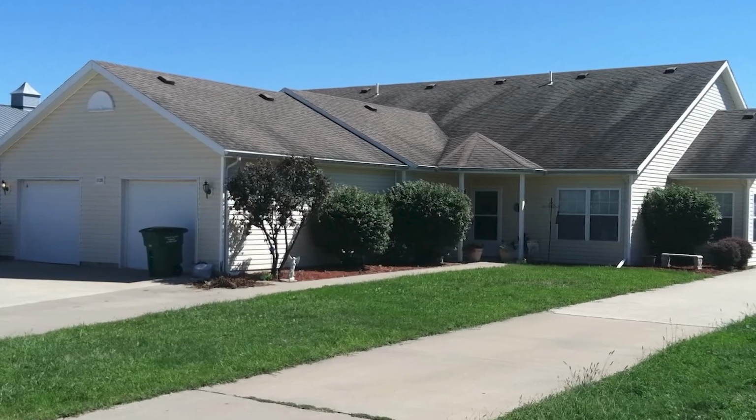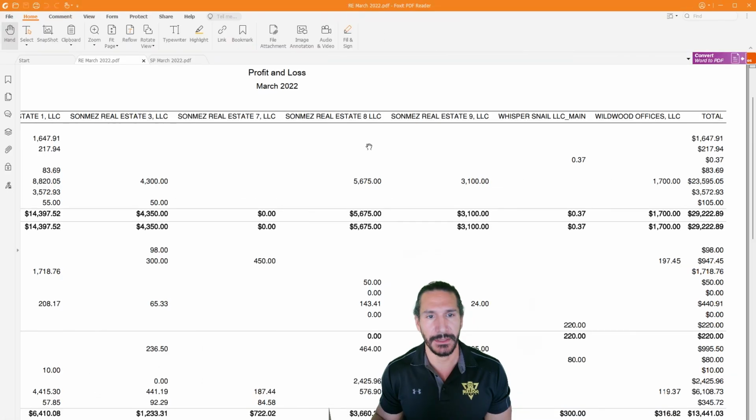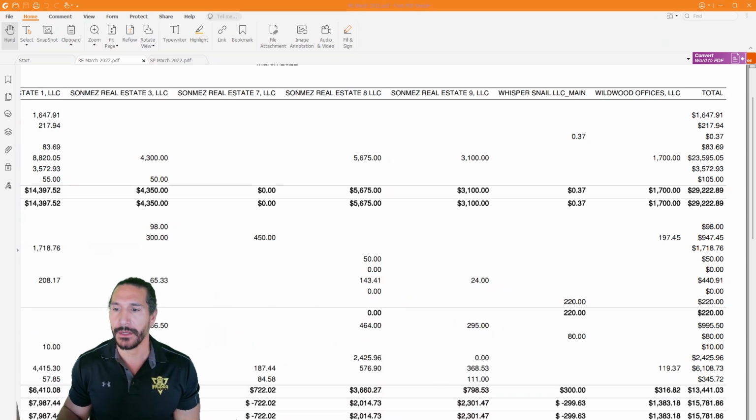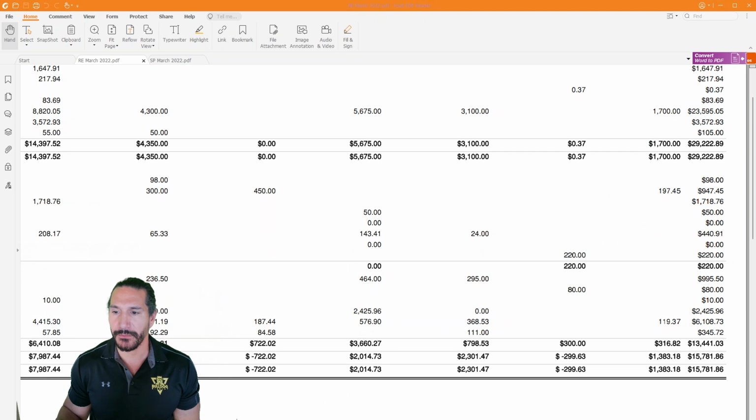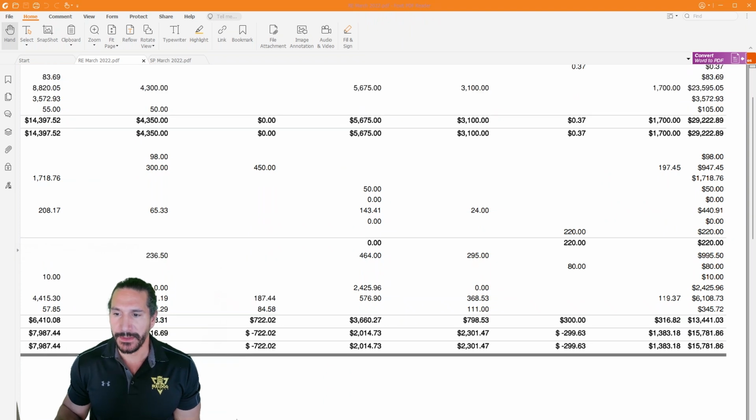Real Estate 8. This is two fourplexes that are in Kansas City. Let me just move this out of the way so you can see this. So you can see all the income coming in from rent. And then there's some expenses. There was, I think, a foundation leak that had to be taken care of. That can be expensive, but there's still about $2,000 profit there. And then Real Estate 9.